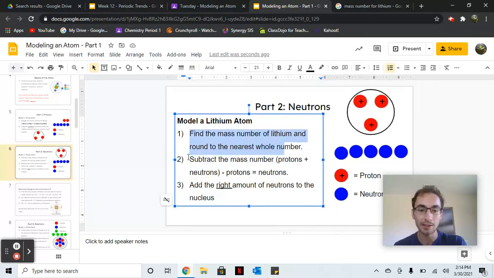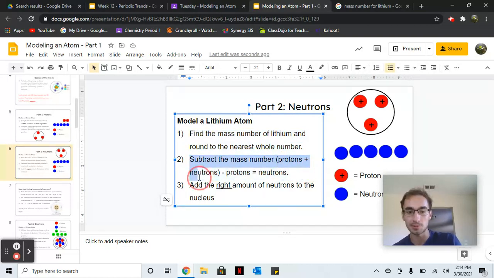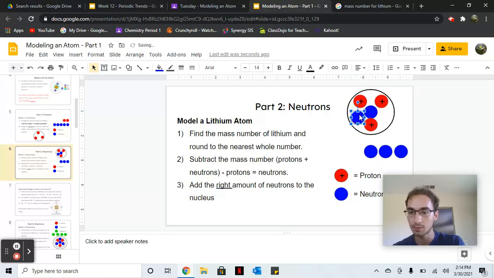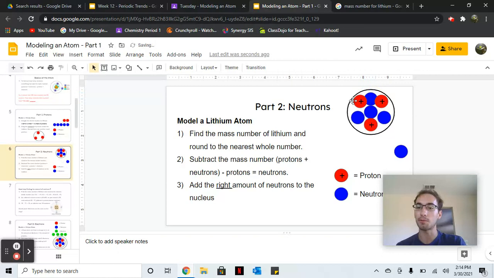Then it says subtract the mass number, protons plus neutrons, minus the amount of protons. 7 minus the 3 protons gives us 4 neutrons. So then you're going to add those to the nucleus and try your best to spread them out too. 1, 2, 3, and then 4. Boom, there are my 4 neutrons and my 3 protons. The nucleus is all done.